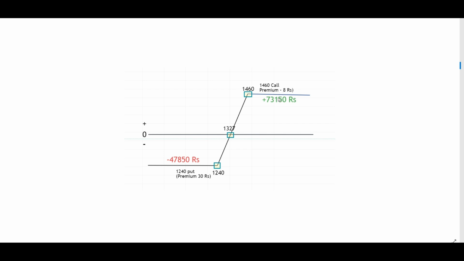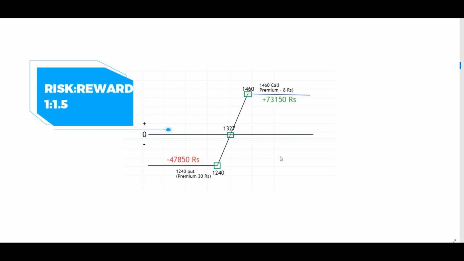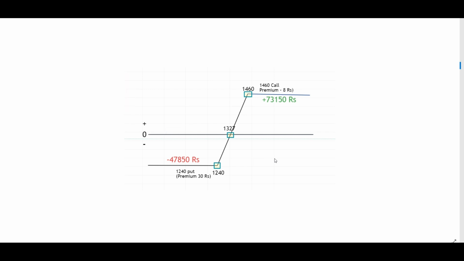Max profit here is 73,150 on the upper side, and the max loss is 47,850 rupees on the lower side, which gives us a risk to reward ratio of 1:1.5. But usually I do something to convert the trade into a 1:4 risk to reward ratio. For that, please watch the video till the very end. I've explained it as well.